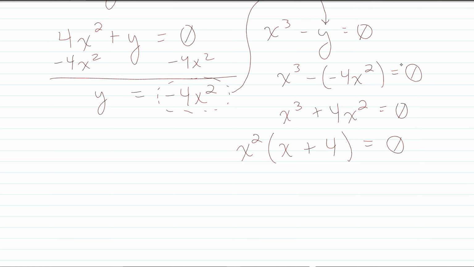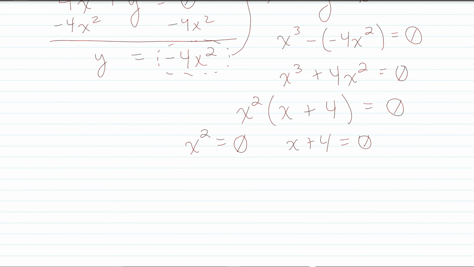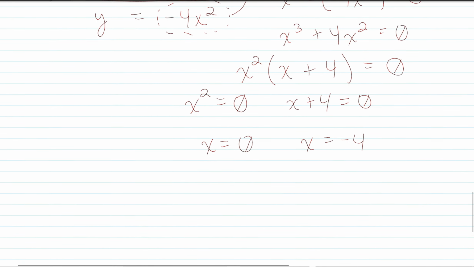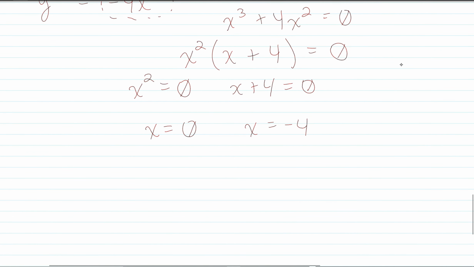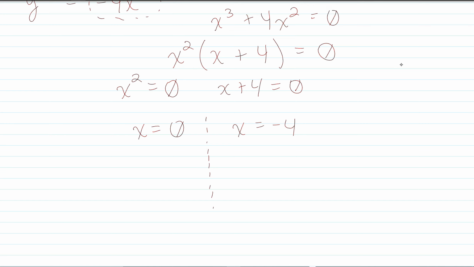So we use the zero product principle and say x to the second is equal to 0 and x plus 4 is equal to 0, and just solve each one for x. Of course, if we solve x squared equals 0 for x, we're just going to get x is equal to 0, and on this side we get x equals negative 4. Alright, so the next thing we're going to do now is just go ahead and plug the 0 and the negative 4 into any one of the two originals.